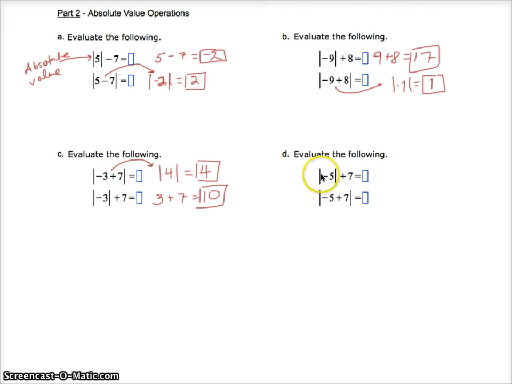Letter D says find the absolute value of negative 5, plus 7. So we need to do 5 because it's the absolute value, plus 7 equals 12. And then here it says find the absolute value of negative 5 plus 7. So negative 5 plus 7 first, and that gives me the absolute value of 2, which is 2. Alright, excellent. Now let's look at a couple more examples.